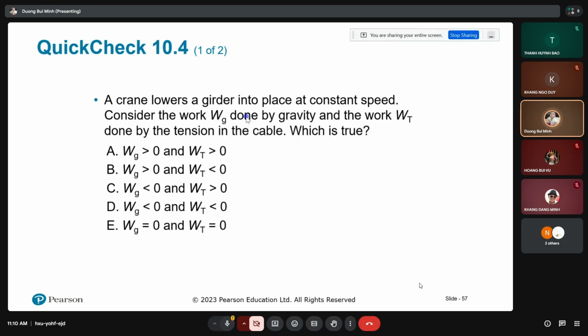We have a grain. Do you know grains? We have grains, rollers, and a rudder, lifted into place at constant speed. Consider the work W_G done by gravity and the work W_T done by the tension in the cable.